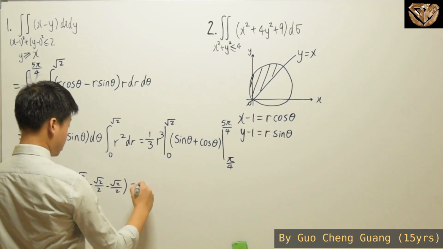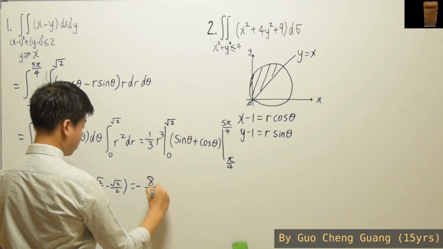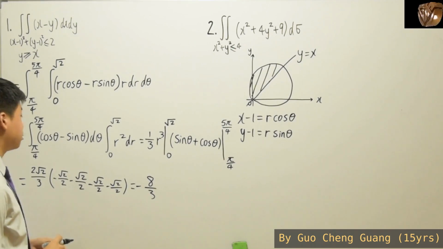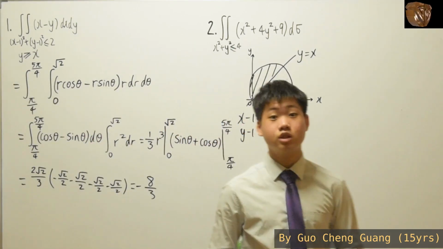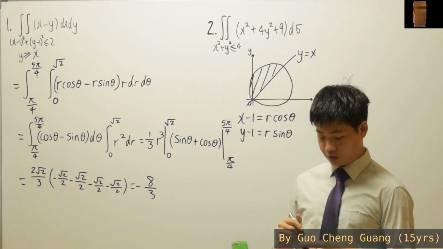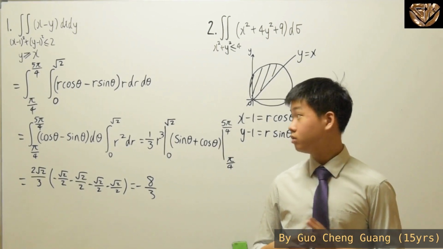Now, which means you will just have negative 8 over 3 if you manage to calculate it. Alright? So your answer for this question is negative 8 over 3. So essentially, what do we use for this question?